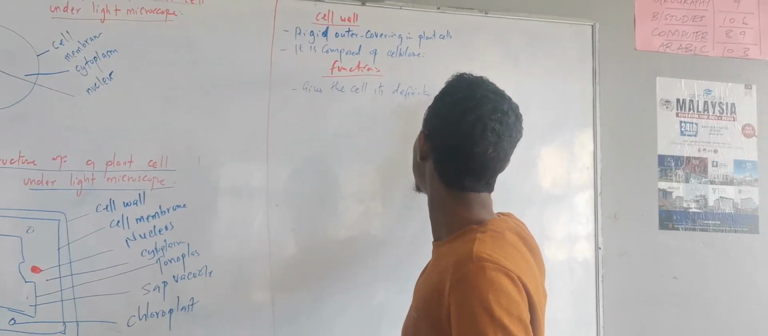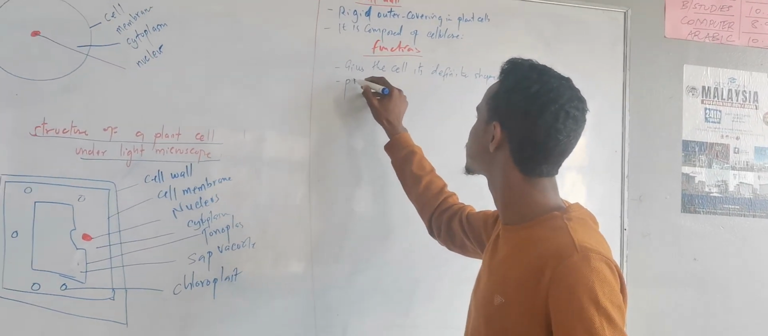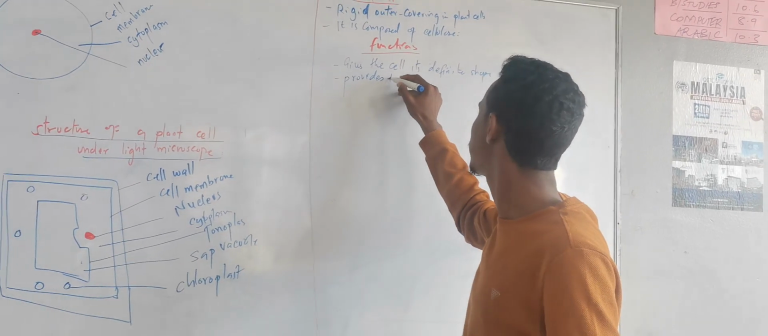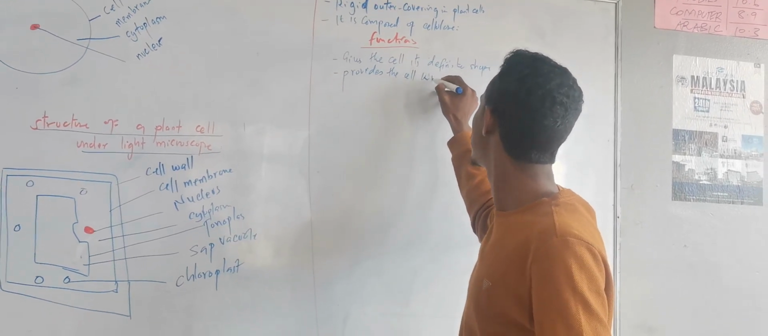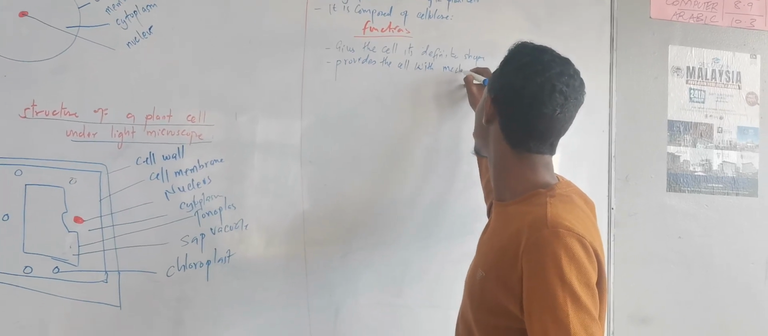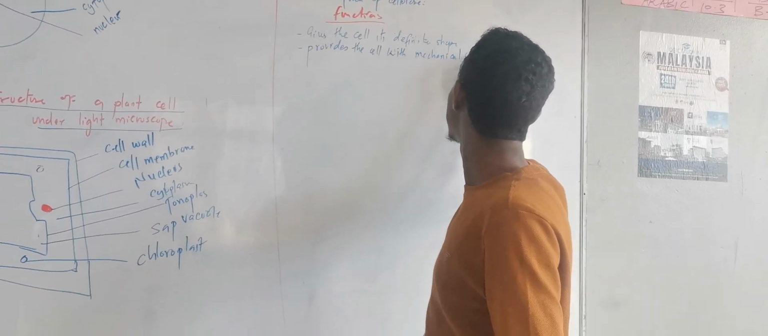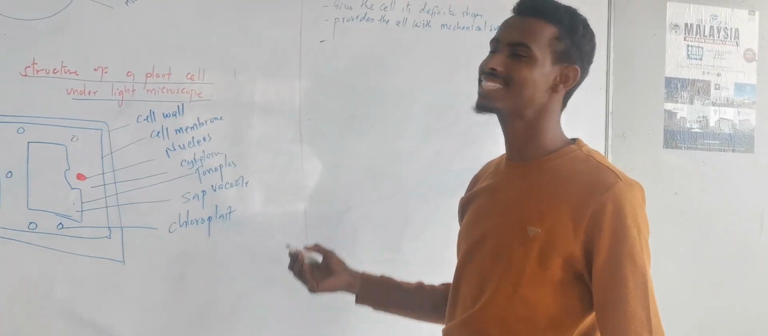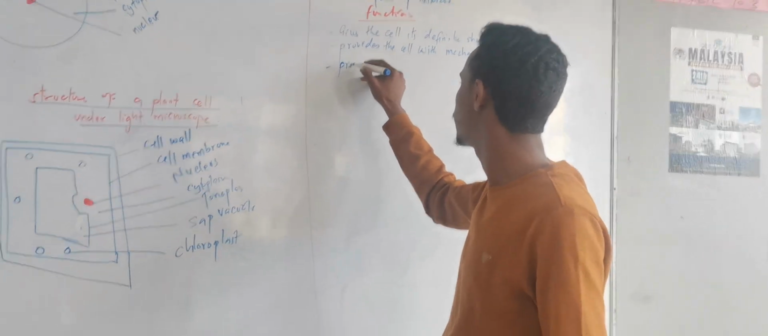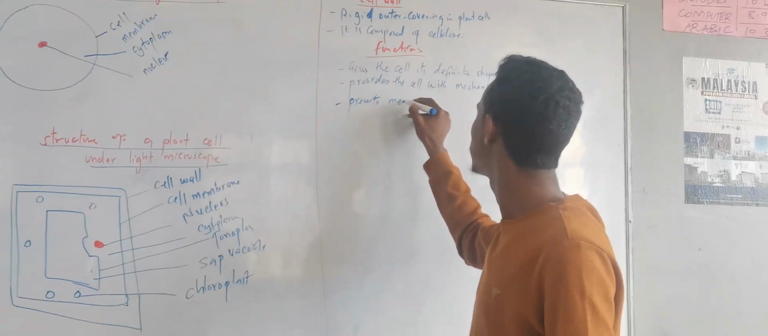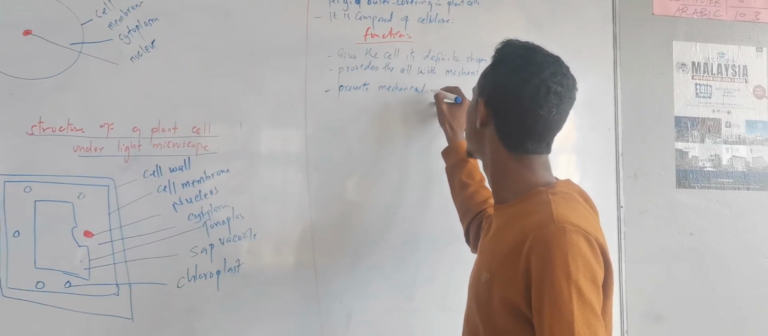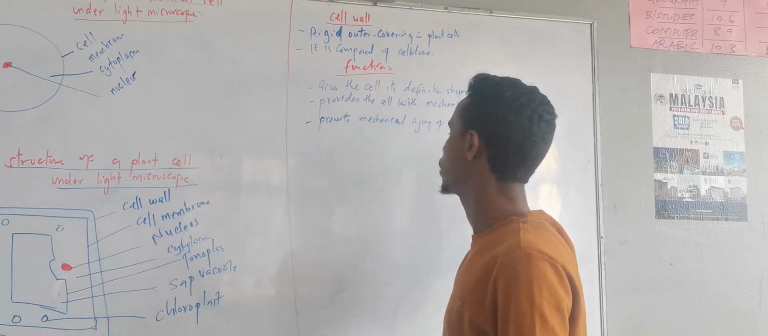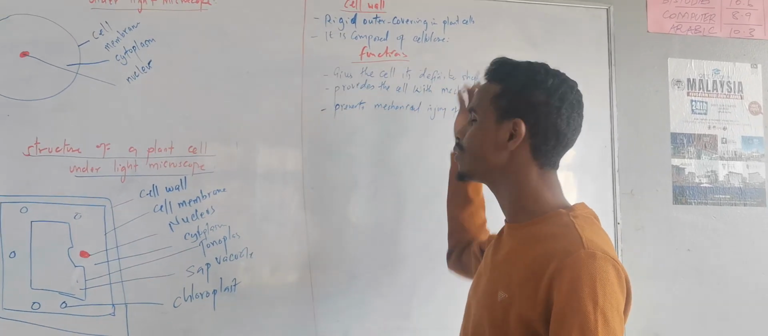Number two, it provides the cell with mechanical support. Number three, it prevents mechanical injury of the cell. Now we are done with the cell wall.